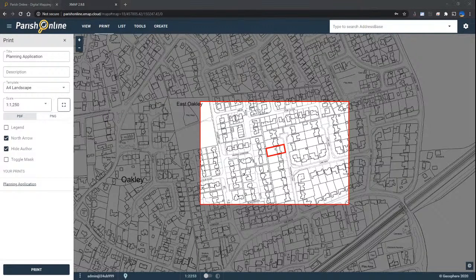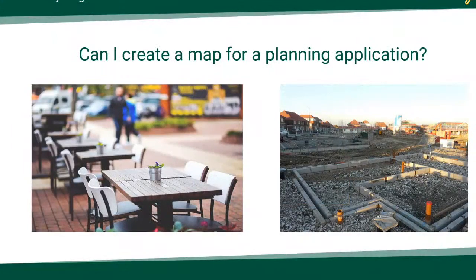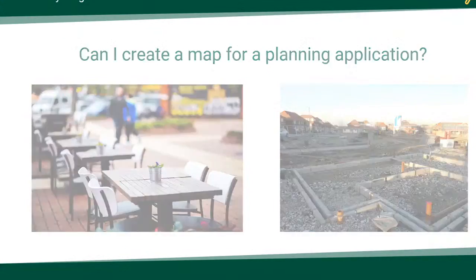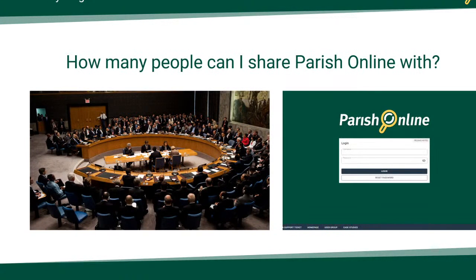Okay, I've waffled on about that for long enough. So let's switch back to our next question, which is, how many people can I share Parish Online with? Now, obviously your meeting looks like this on the left-hand side. That's probably the National Security Council. The answer to that is as many people as you like.